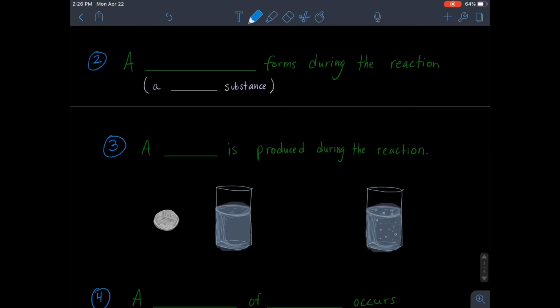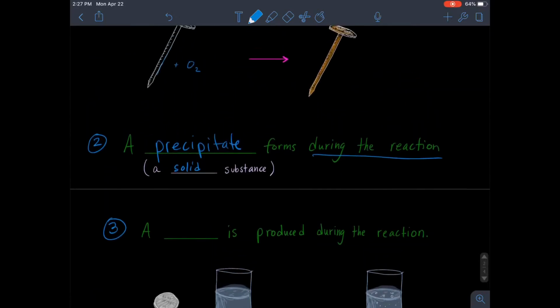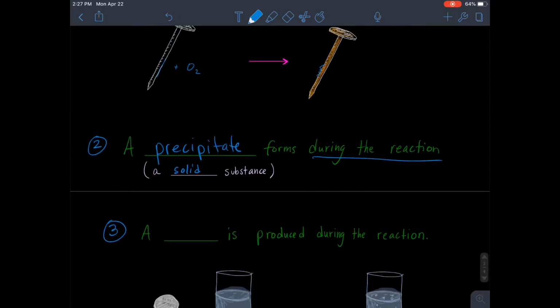Number 2, a precipitate. A precipitate forms during the reaction. Again, we see that during the reaction, we get a precipitate. And a precipitate is just a fancy way of saying a solid substance. So for this one, as an example of a precipitate, I'm sure you've seen this before, the rust is usually kind of flaky on the nail, and that's because the rust is a solid substance, and so we can call that a precipitate.